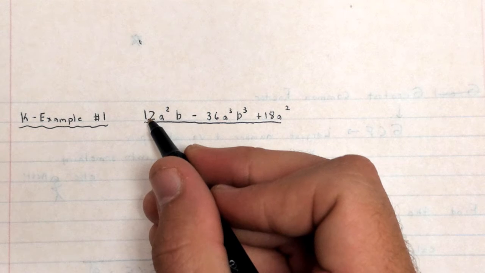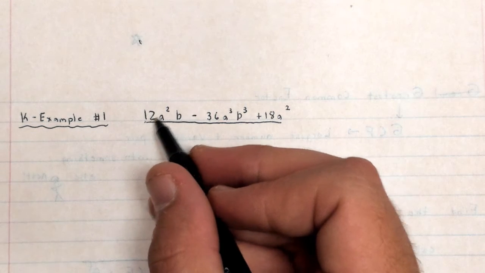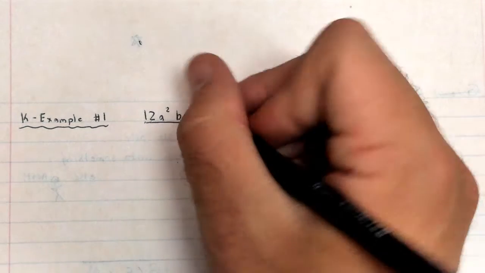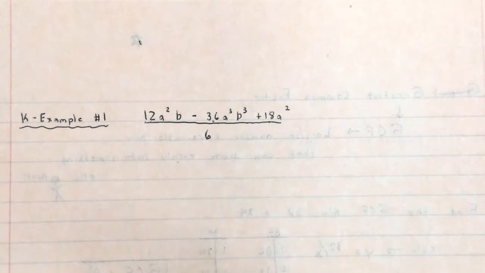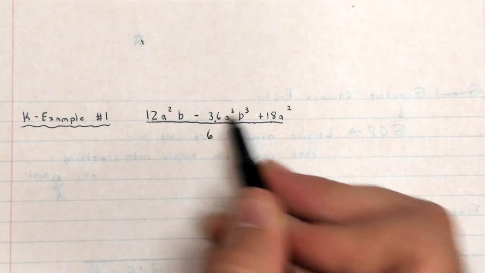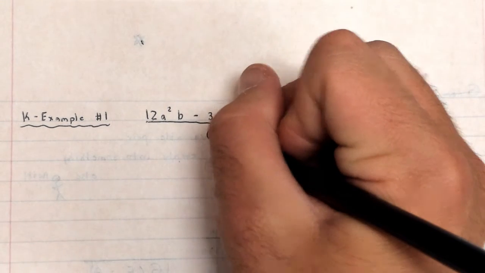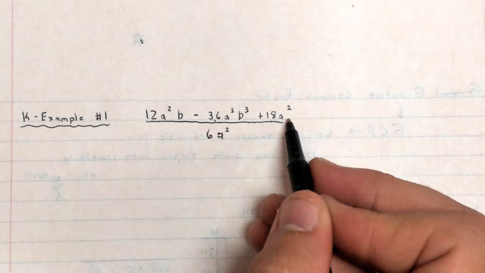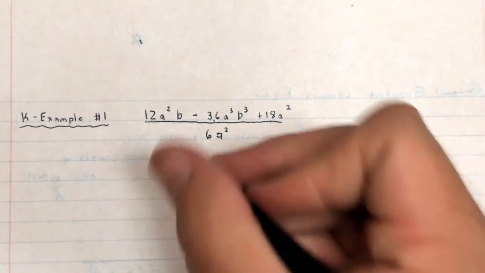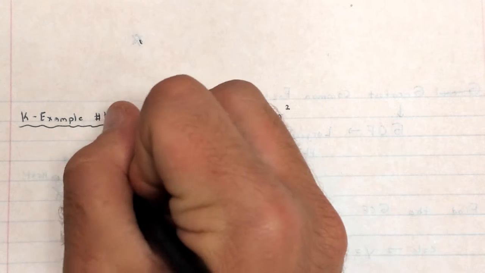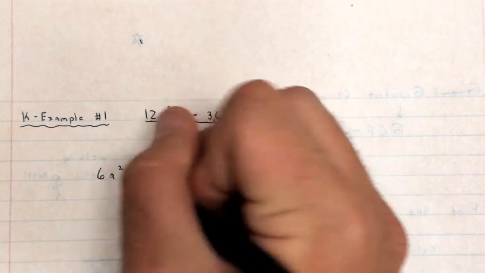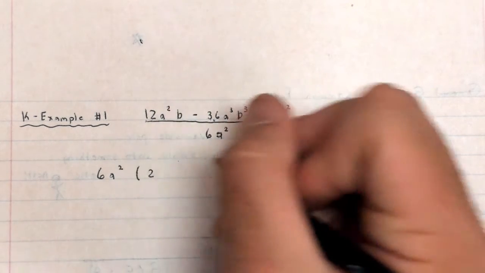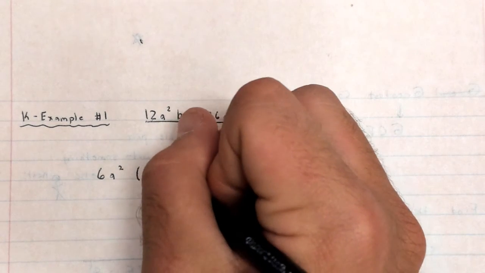12 is divisible by 6 and 4. 6 goes into this one, 6 also goes into that one, so let's try it. 6, a squared, a cubed, a squared. They all share at least an a squared. B, b cubed, and, oh, no b. So nothing else. See what I get. If I divide that out, I have 6a squared. 12 divided by 6 gets me 2. A squared over a squared, they cancel. I'm left with b.